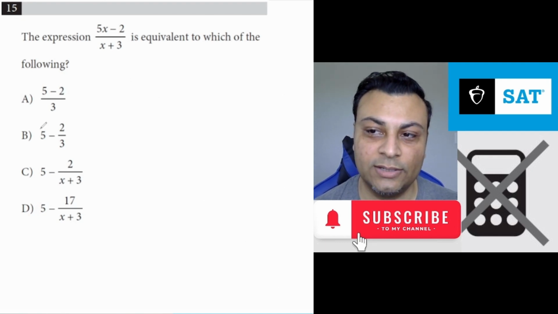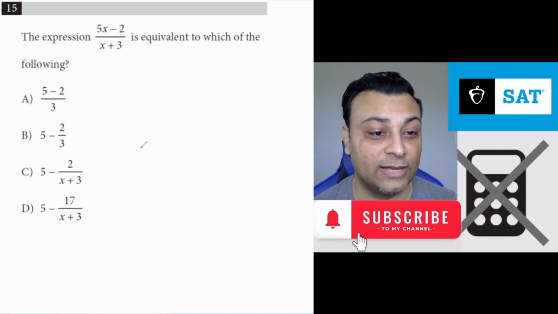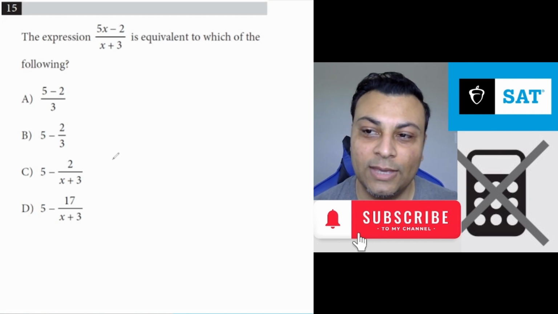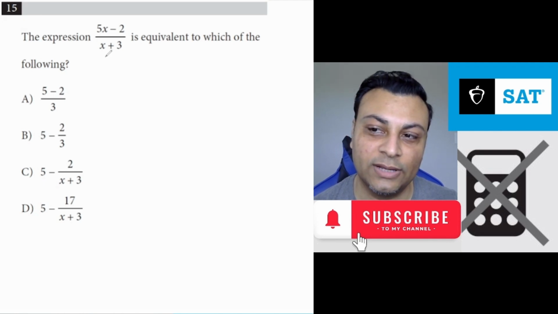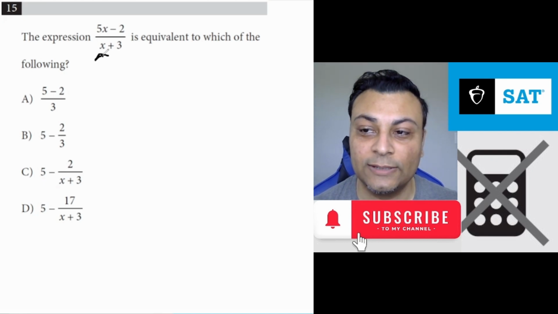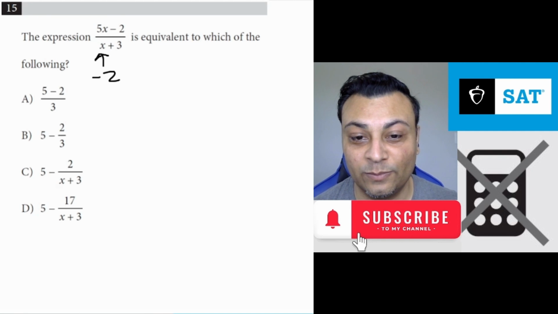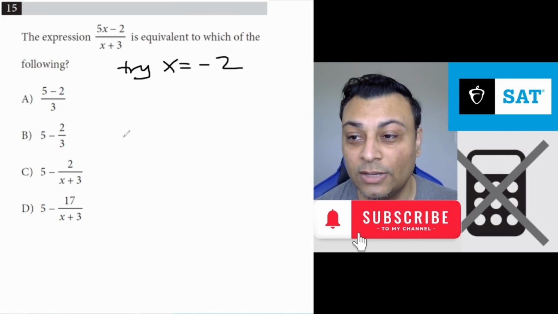The third way is to say, okay, look, I'm just going to try a value for x and see which of these match. In that method, a good value to plug in would be negative 2. Why negative 2? Because if you put negative 2 into here, you get a 1 in the denominator, which is very easy to divide by. So we're going to try x equals negative 2. This is another method. So let's plug it in.